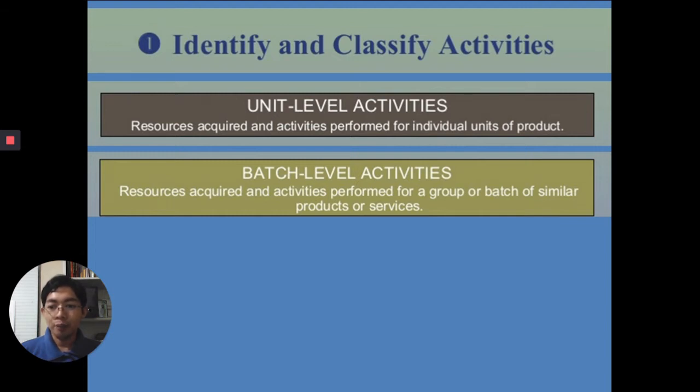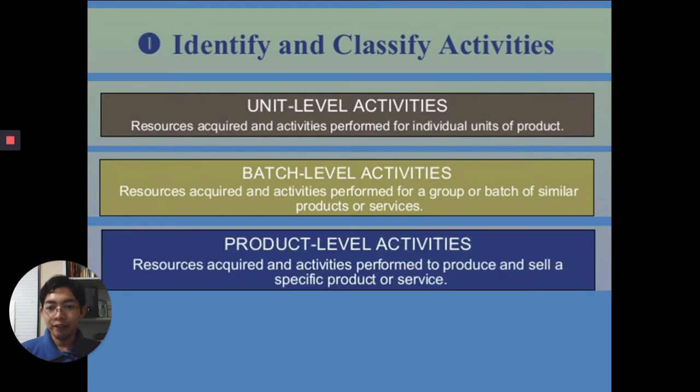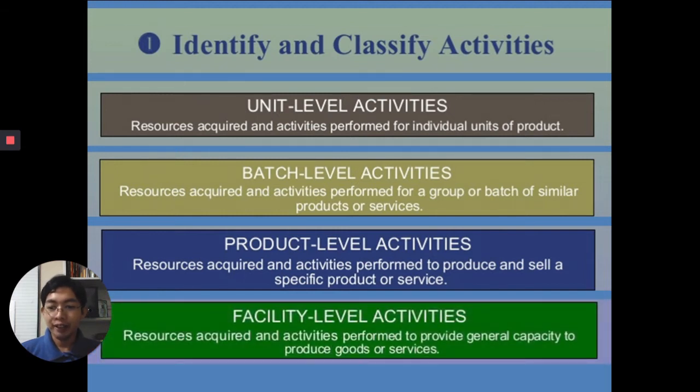For example, if you bake cookies, it is by batch or by group. So the consumption of the electricity for the oven is charged per batch that you use. Next, we have the product level activity. Resources are acquired and activities performed to produce and sell a specific product or service. For example, in a certain company, if it produces multiple products, each product has a designated activity. And lastly, we have the facility level activities, wherein resources are acquired and activities performed to provide general capacity to produce goods or services. So regardless of the product, these are being incurred for the whole factory.